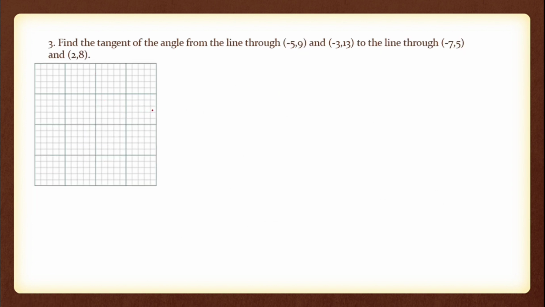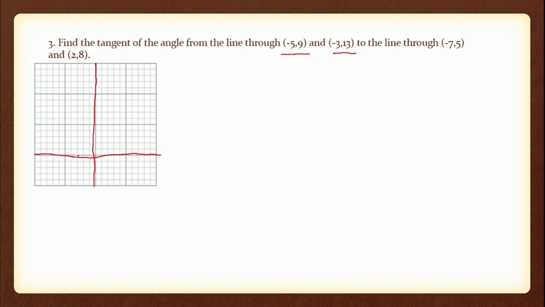Alright, okay, so we are now in number 3. Find the tangent of the angle from the line through negative 5, 9 and negative 3, 13, to the line through negative 7, 5, and 2, 8. So we'll plot here. Let's assume this is our origin in this part.